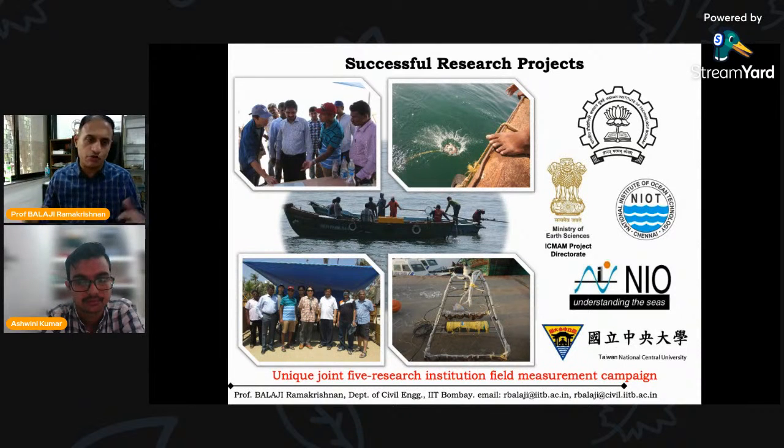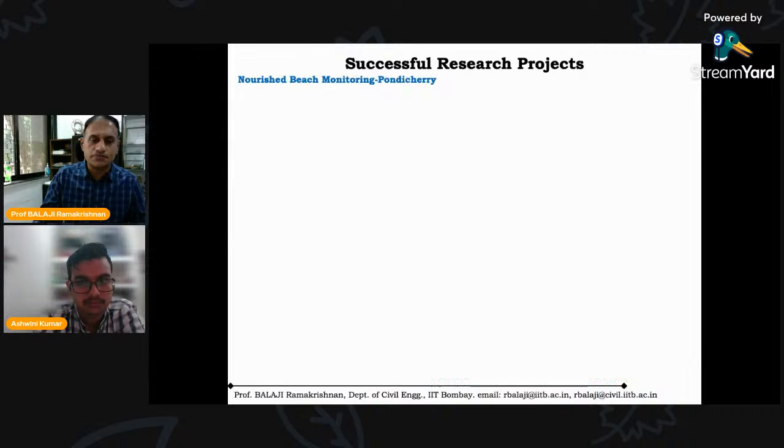Each one of them brought their own set of equipment. We deployed it in the open ocean, and we collected the data and shared it across the institutions, and then each one will obviously look at the same data from different perspectives. So that's the whole idea of doing this exercise, and it has also been positively commented on by our Ministry of Earth Sciences and so on.